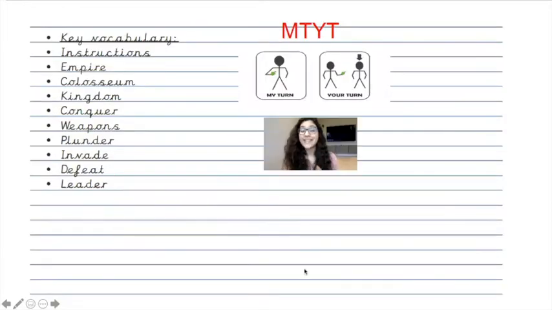Dun, dun, dun. Now we're going to do my turn, your turn, of the key vocabulary that was used in that text map. Instructions. Empire.